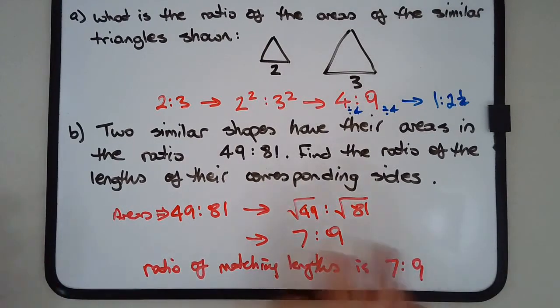So we're not even told what the shapes are. It doesn't really matter. In fact, they could be circles, ovals, hexagons, it could be anything, right? So as long as they're similar shapes, so one's an enlargement of the other or a reduction of the other, just simply taking the square root of both terms of the ratio will give you the ratio of their matching lengths.